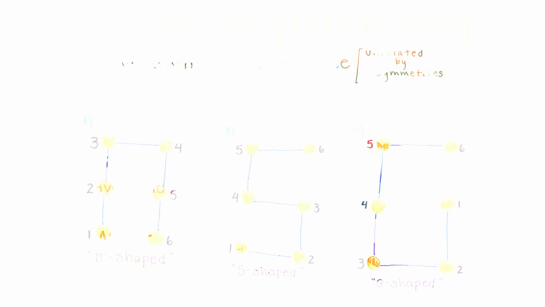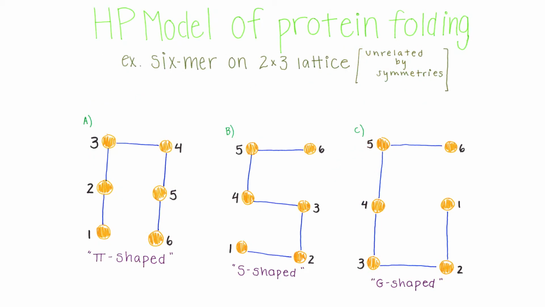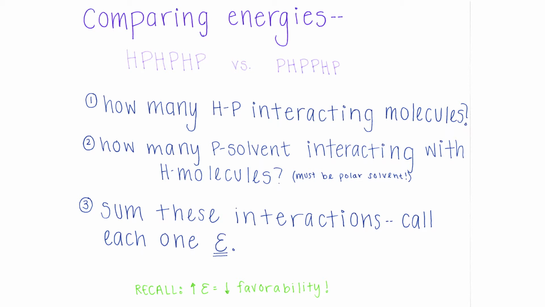Water is polar since its oxygen can donate electron pairs to a hydrogen bond and its hydrogen atoms can accept them. Now consider a protein modeled by 6 amino acids. Let's say it can only fold in 3 shapes: pi-shaped, S-shaped, and G-shaped. Each amino acid could be either hydrophobic or polar. In the following slides, hydrophobic residues will be yellow dot candies and polar residues will be red dot candies. Let's take 2 hypothetical sequences, HPHPHP and PHPPHP, each in the 3 shapes we just discussed.